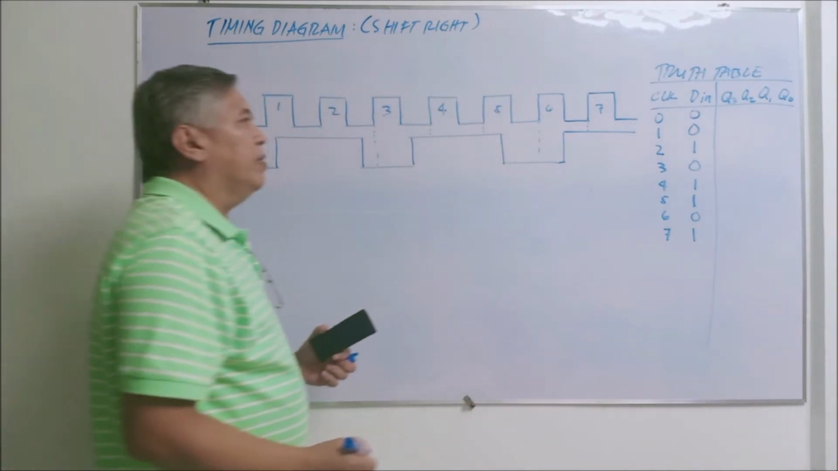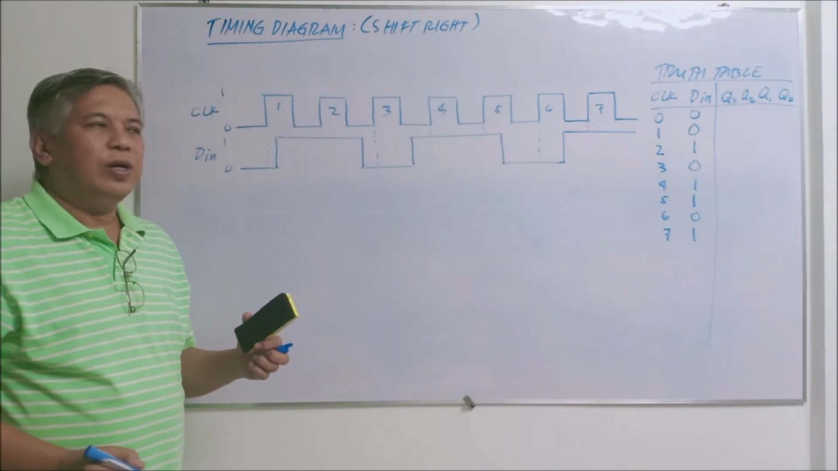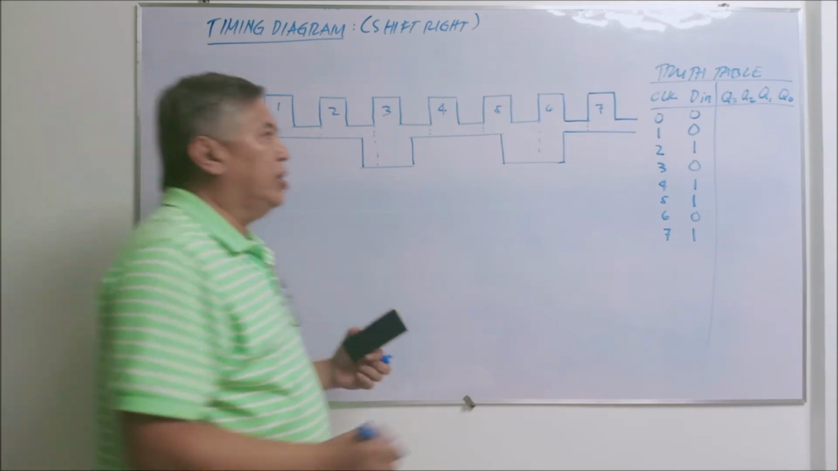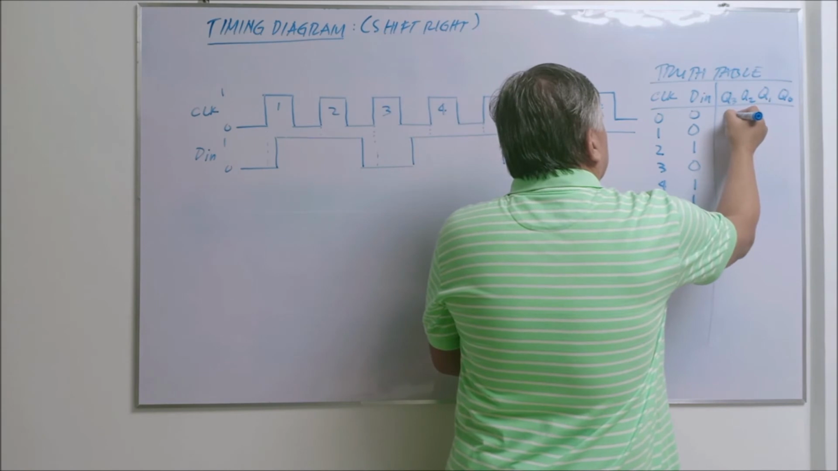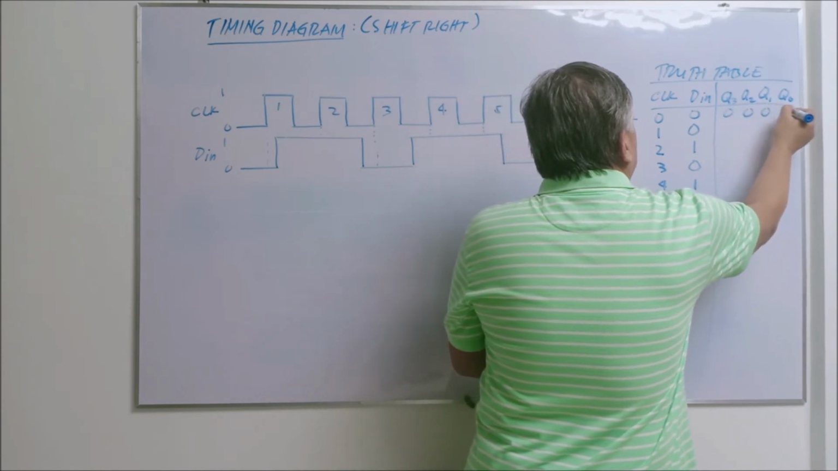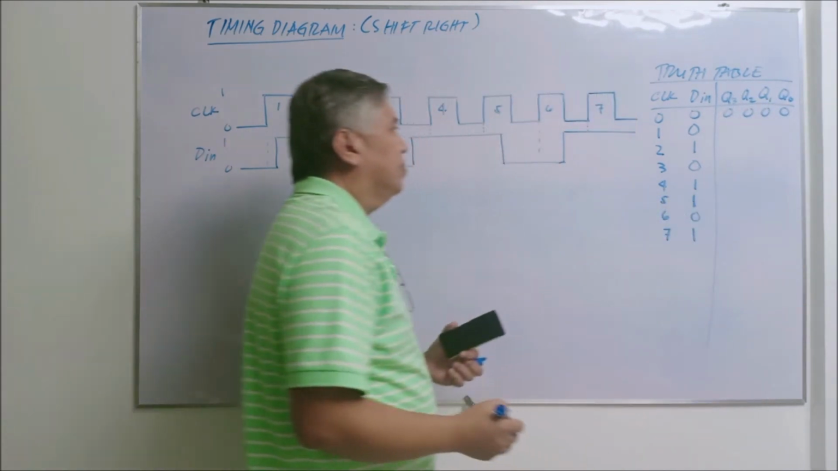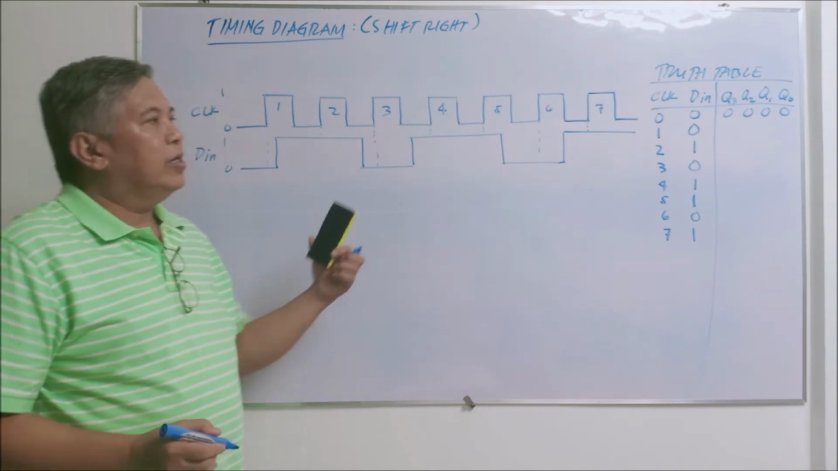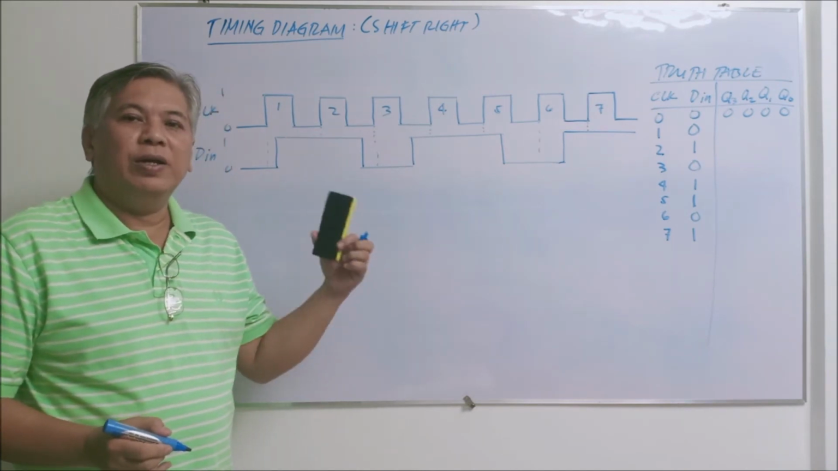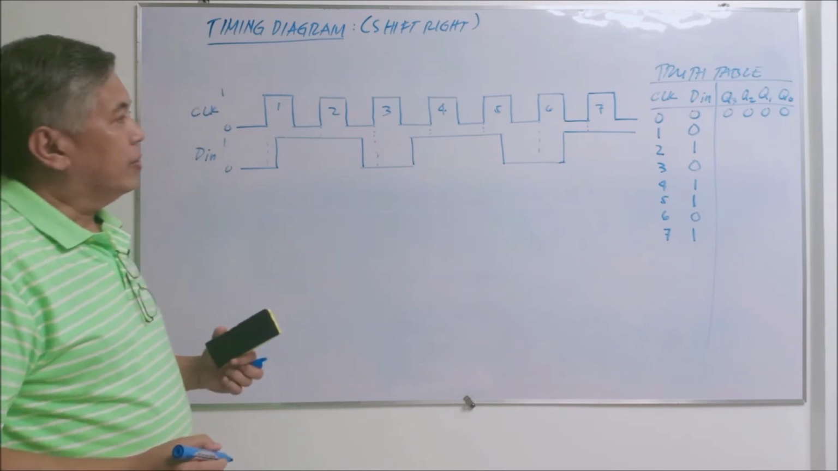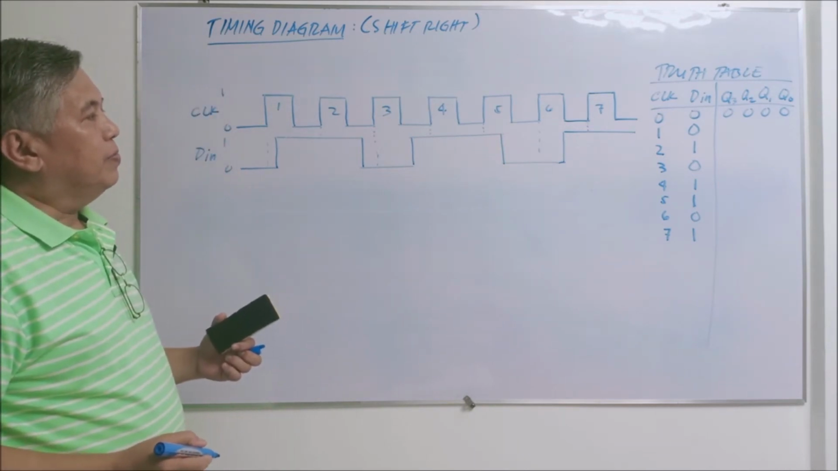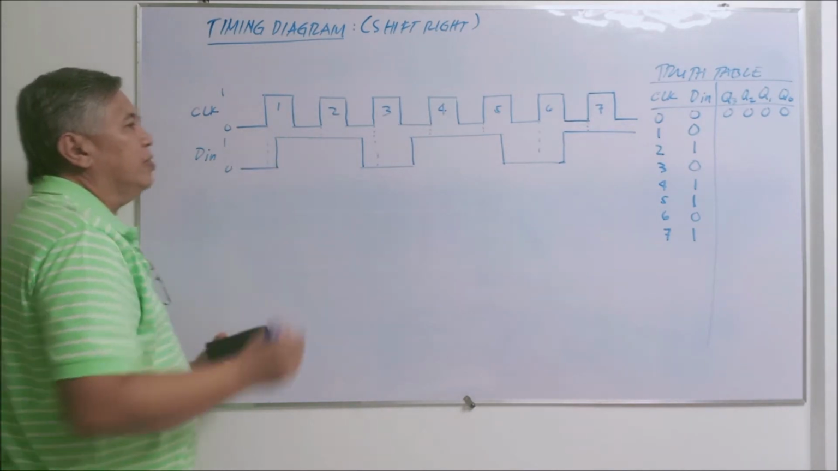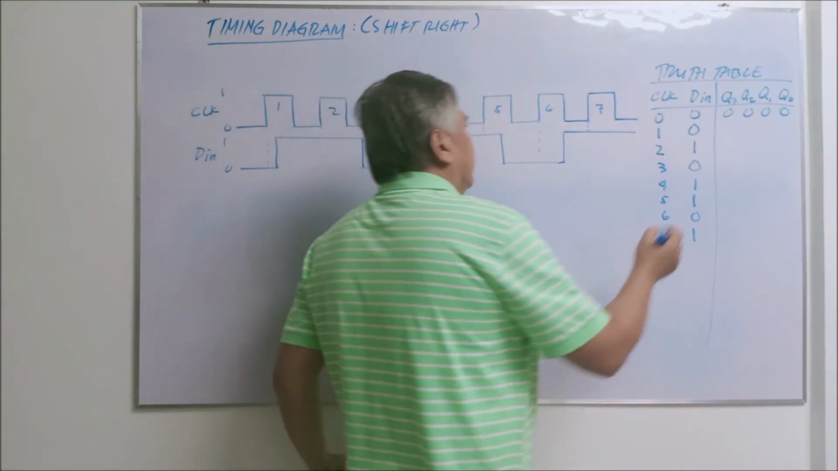So what will be our output Q? Again, since we are using clear, initially, your Q will be 0, 0, 0, 0. However, if we use preset, then your initial Q will be 1, 1, 1, 1. Okay? Now, on the first positive edge triggering of the clock, your D input is 0.